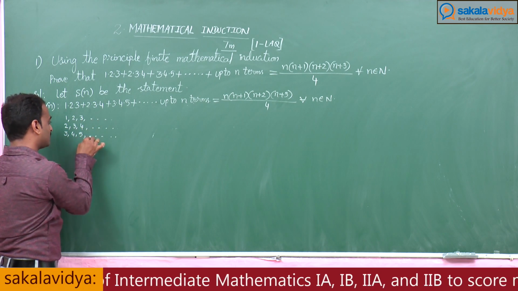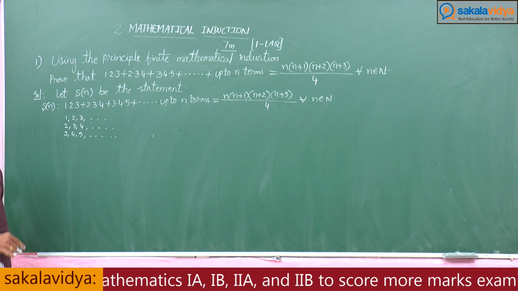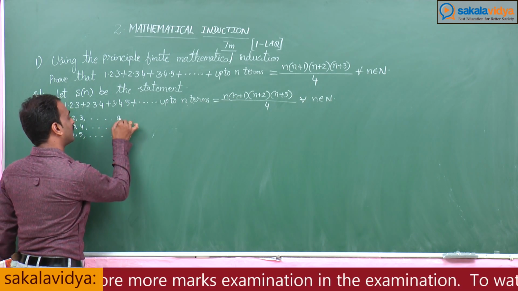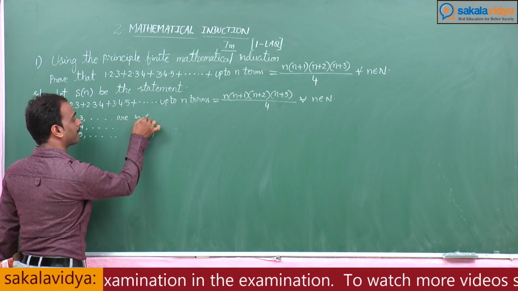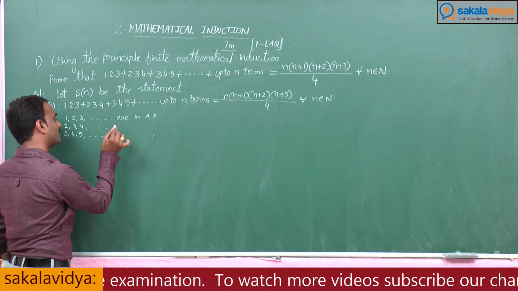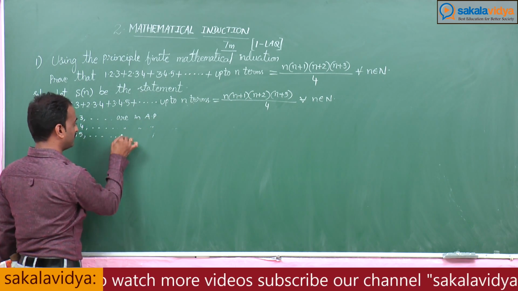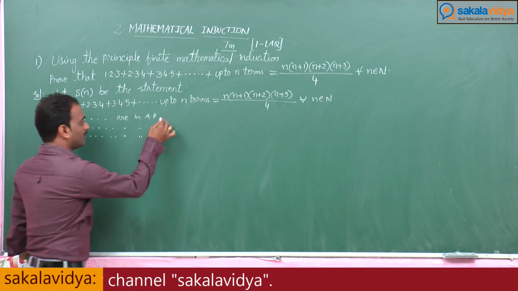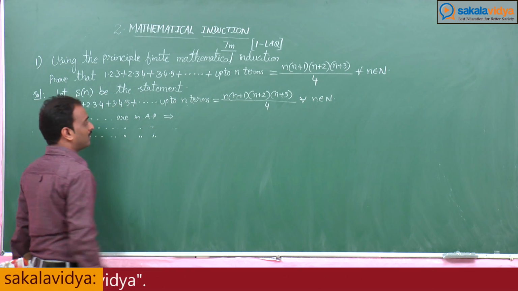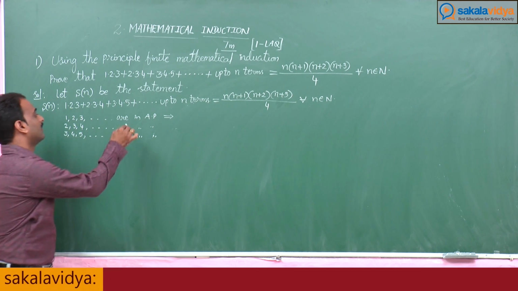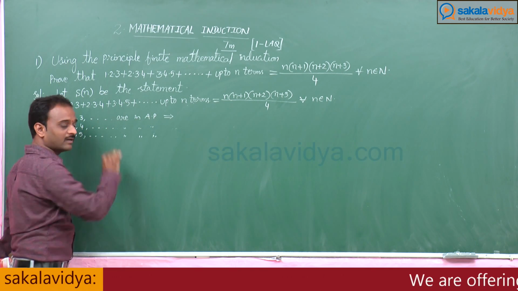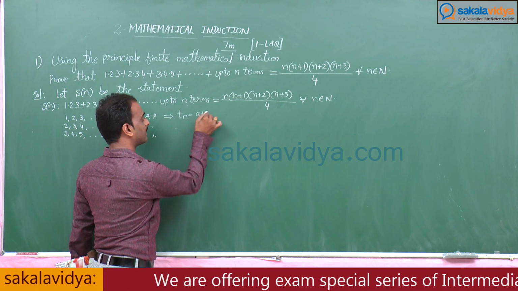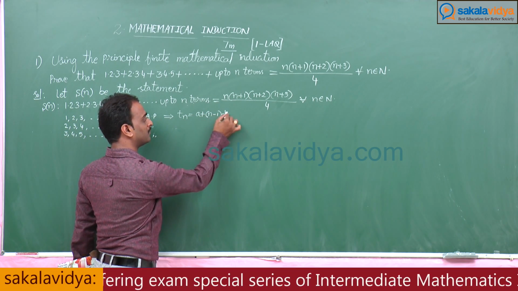If we observe these three series, all are in which progression? Arithmetic progression. 1, 2, 3, so on are in AP. 2, 3, 4, so on are also in AP. 3, 4, 5 also in AP. Nth term formula: if the values are in arithmetic progression, Tn is equal to a plus (n minus 1) into d.